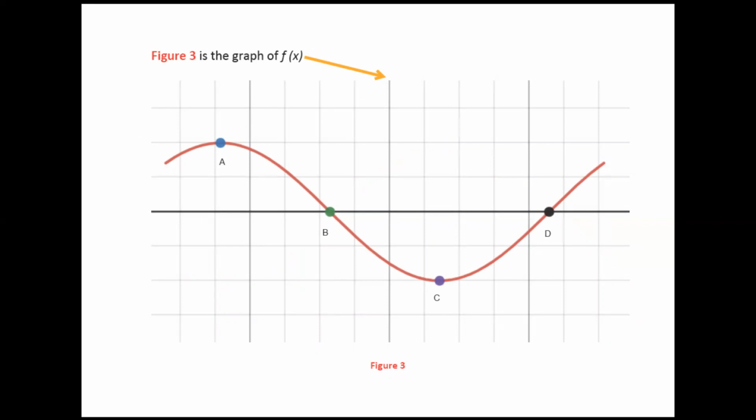Let's see. This is the original function. Now, the original function has a relative max here. That's easy. And a relative min here. And this looks like a place where it changes concavity. So this is probably the point of inflection. And it's increasing until you get here. And then it's decreasing till you get here. And then it's increasing till you get here.